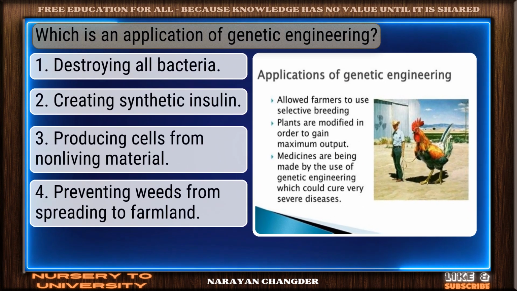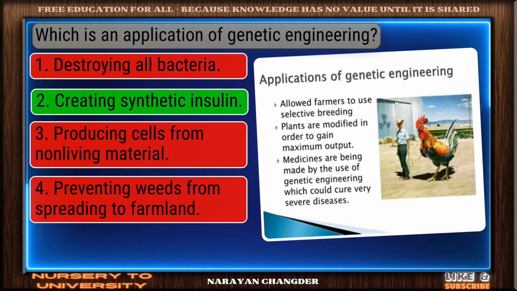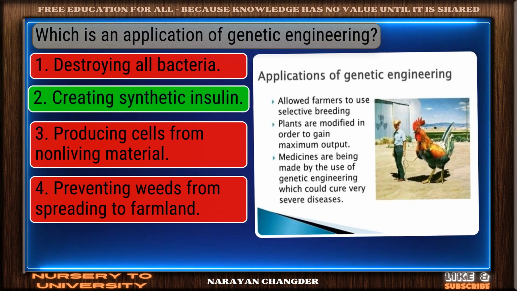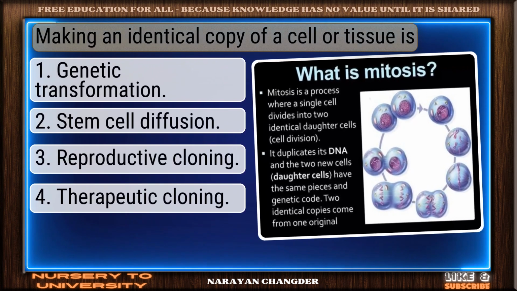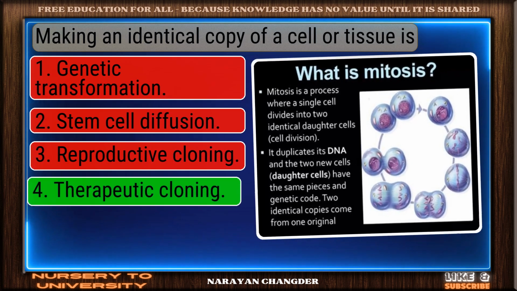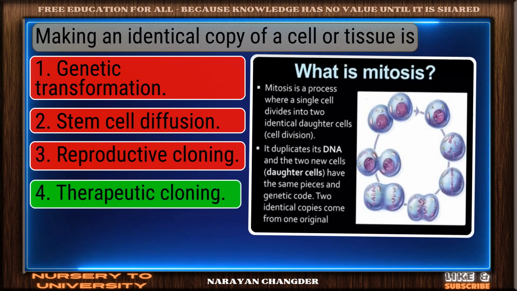Which is an application of genetic engineering? Perfect. Creating synthetic insulin is the correct choice. Making an identical copy of a cell or tissue is... Nicely done. Therapeutic cloning is a solid answer.